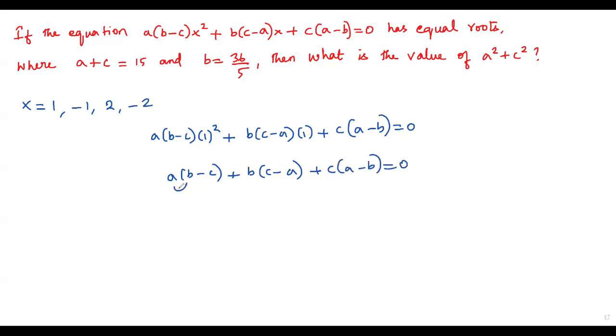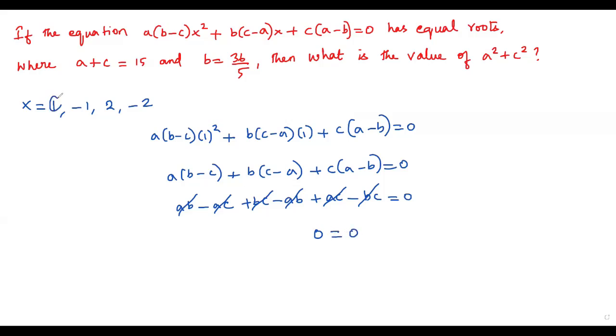Okay, now I can distribute this a to b and −c. Then I get ab − ac. When I do the distribution here, I get bc − ab. When I do the distribution here, I get ac − bc = 0. Okay, +ab and −ab will cancel out, −ac and +ac will cancel out, +bc and −bc will cancel out. All the terms on the left side are cancelled out. We get 0. On the right side, already we have 0.